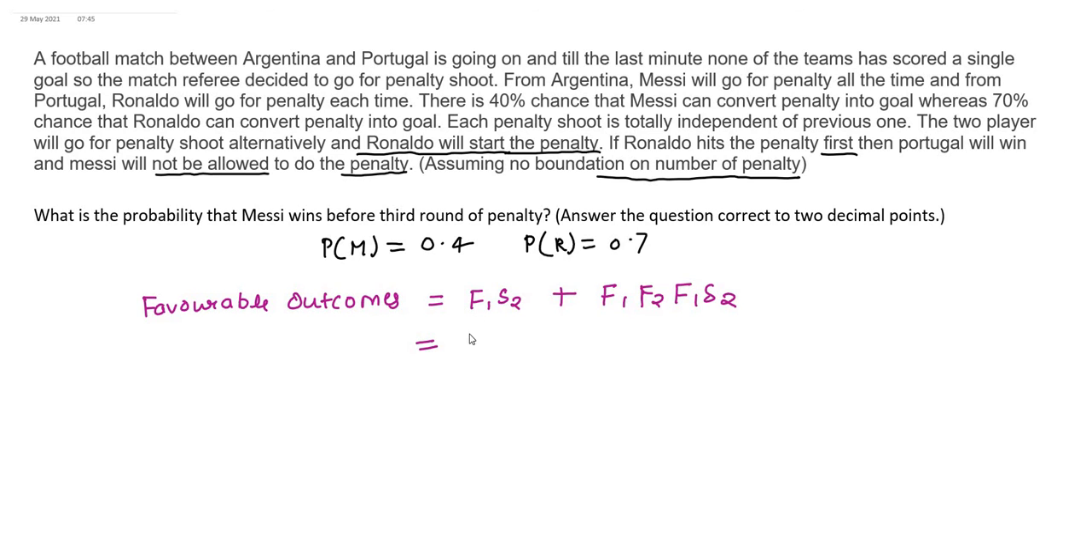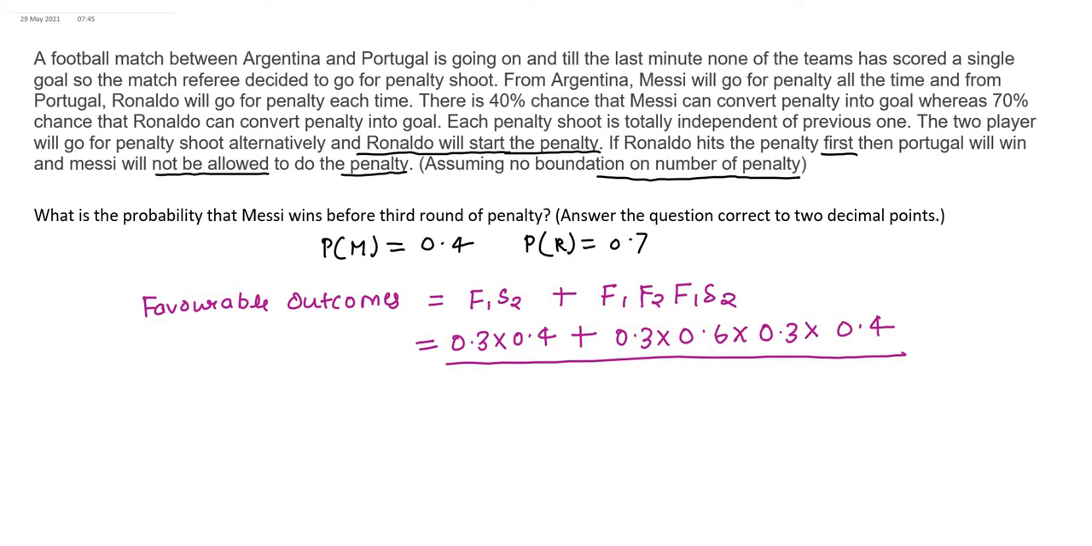So the probability that Ronaldo fails is 0.3 and Messi wins is 0.4, plus again Ronaldo failed, 0.3, then Messi also failed, 0.6, then Ronaldo again failed, and then Messi won in the second round, and his probability of winning is 0.4. So this is the answer.